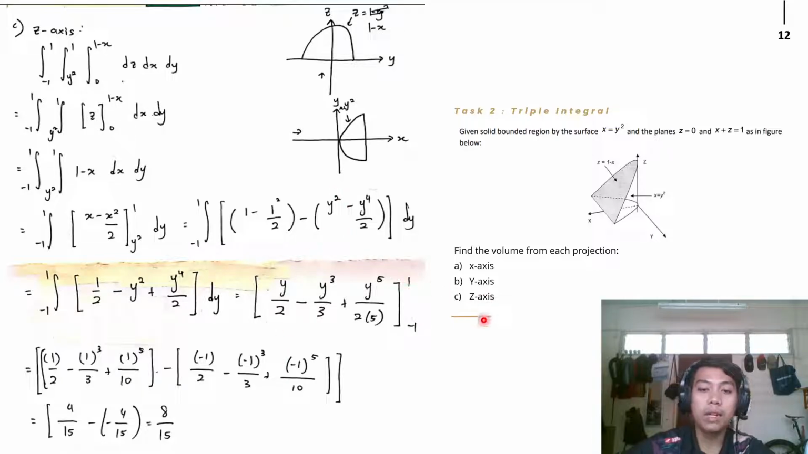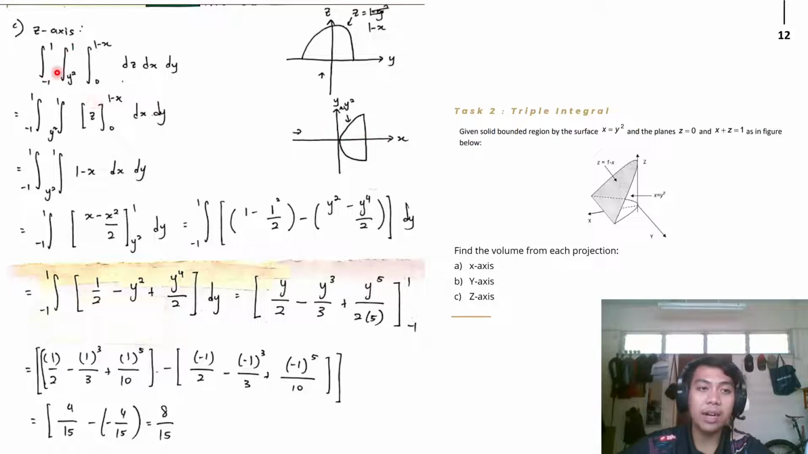Okay, for the last one, we use the z-axis. As we can see here, this is the height when we look at the z-axis as our projection. Firstly we start from 0, and then if we go upwards, we will find the curve, which is the 1 minus x plane. So this is our range. We will go from 0 until 1 minus x. For our base, this is our base: the y and x axes.